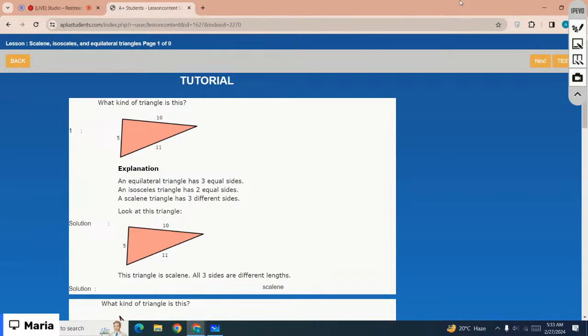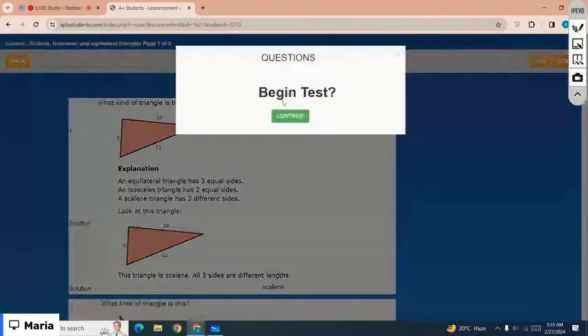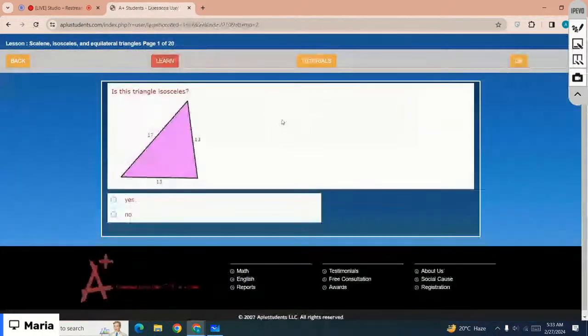Now let's just start with the test questions. Equilateral triangle is the one. Equi means equal, so equilateral triangle is the one that has all three sides equal in length. Then you have isosceles triangle. Isosceles triangle is the one that has two sides equal in length. Then you have the scalene triangle. Scalene triangle is the one that has all three sides different in measurement.